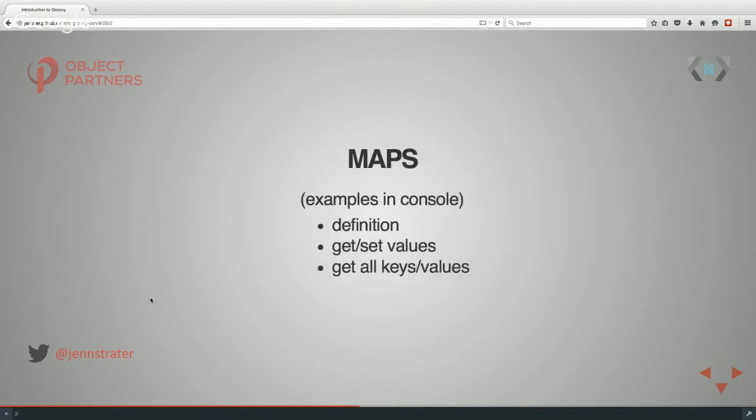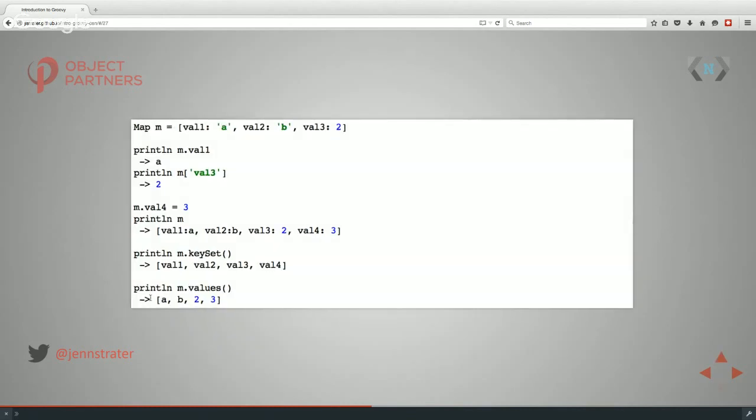Okay. So the next type of collection that you might want to go through is a map. A map is kind of like a list, but you get your keys and values. You can define it in the same way. You don't need to do new array list or new anything. You can just use the square braces. Okay. You can access it via dot notation.